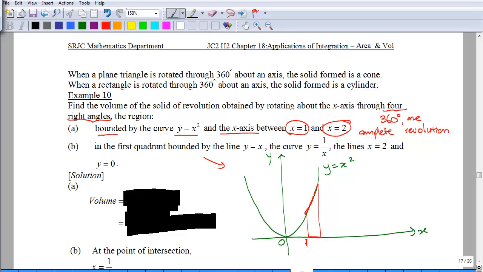Now I'm outlining in red here, and the x-axis between x equals 1 and x equals 2. So we are talking about this region that I am shading now. I will proceed next to show you how the solid generated by revolving this shaded area looks like.